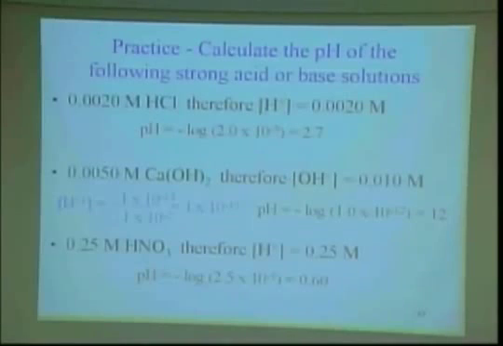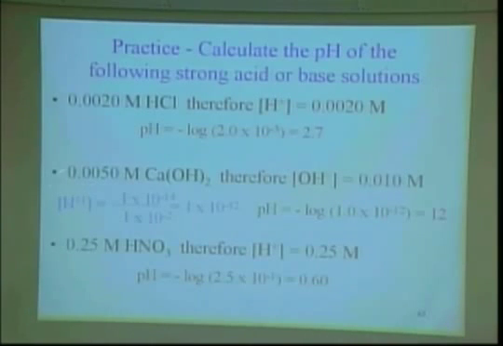So if we set it up, the negative log of this number right here is 2.7. Okay? That's the pH of a 0.002 molar hydrochloric acid solution. That's a little bit weaker than what you would find in your stomach. HCl is the acid that's found in our stomach that helps with digestion and breaking away connective tissue, and protein degradation, and that kind of stuff.